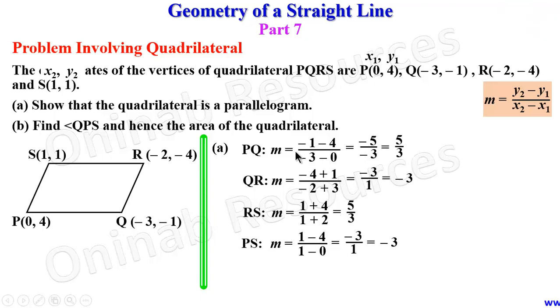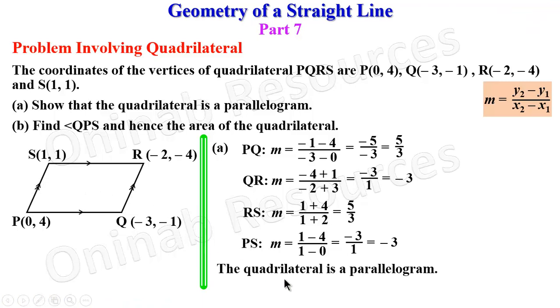So we can now inspect that PQ has the same gradient as RS, 5 over 3, which means PQ is parallel to RS. So these ones are parallel, and also QR is parallel to PS since they have the same gradient. We now conclude that the quadrilateral is a parallelogram. And that's all for A.